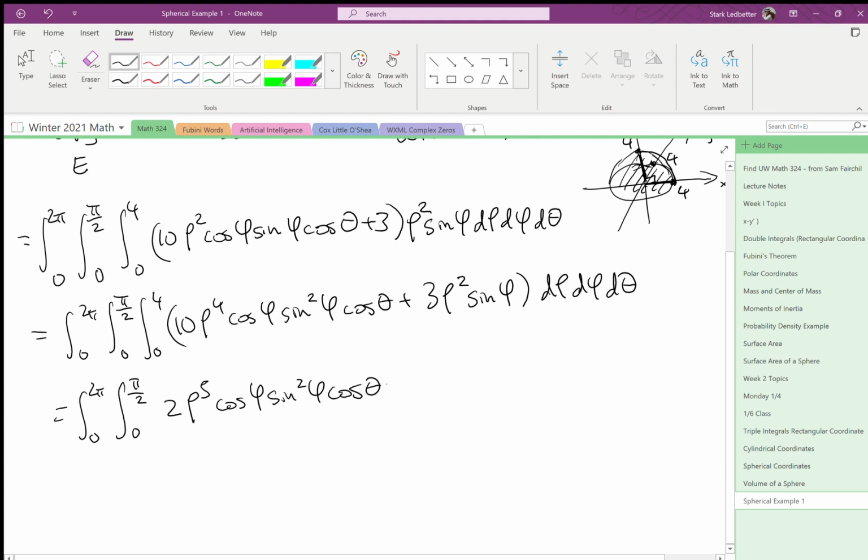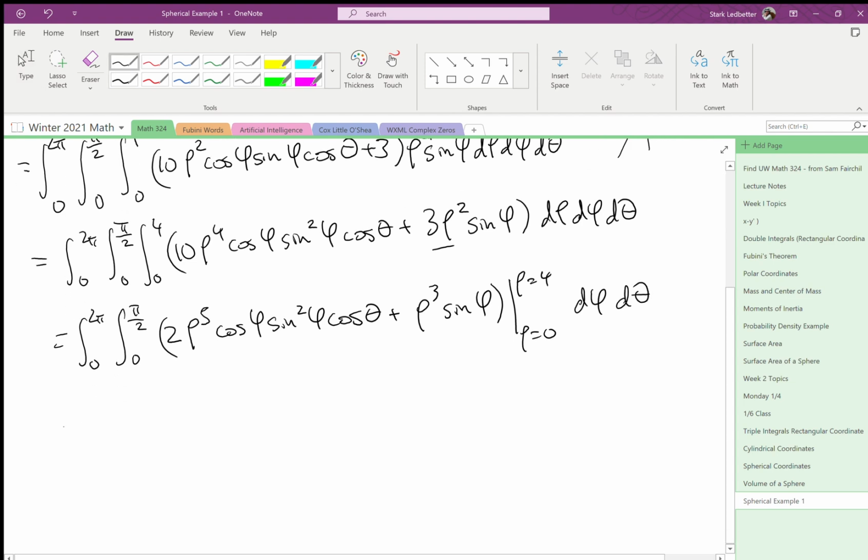So these can turn into a lot of writing. 3 rho squared integrates to rho cubed sine phi. Okay, so the numbers were engineered for me. That's nice. I like that. Going from 0 to 4 for rho. There's a lot of variables. Sometimes it helps to write that. You don't have to. d phi d theta.